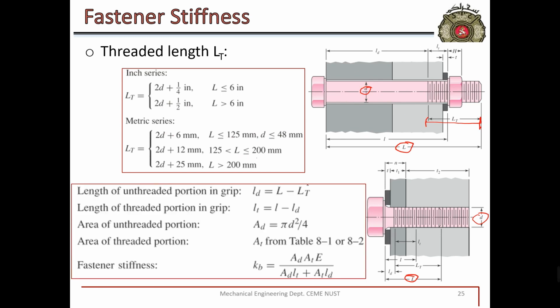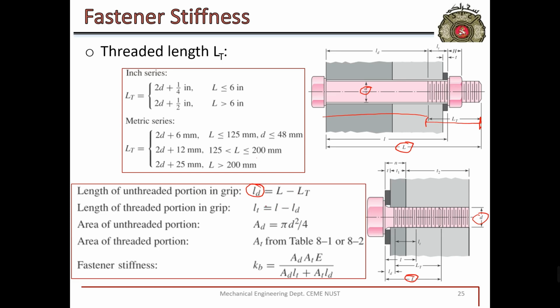Once we have LT, we know the total length. This is the total length, this is LT. The remaining length will give us LD. Why is it small? Because it is in between the nut and bolt head. In this region, we have taken all the variables as small. This is the length of the unthreaded portion, and this length of the unthreaded portion will be within the grip.